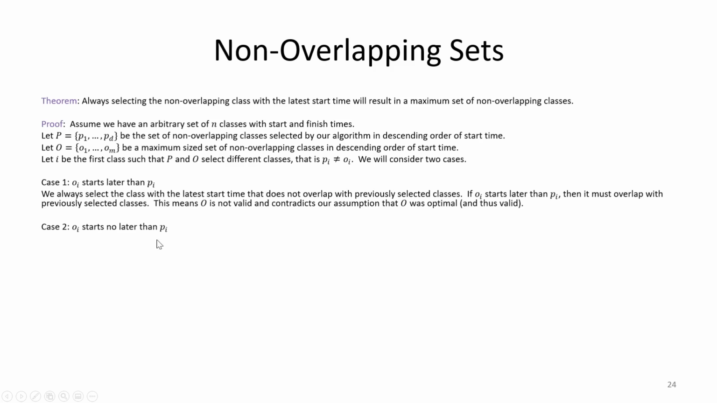It might start at the same time as PI, or it might start earlier than PI, but it starts no later than PI. So if this is the case, now I want to remind ourselves that we might be in a tie situation. There might be more than one class we can pick to achieve our maximal sized set, and we're in a case where we just happen to have a tie. We broke the tie in different ways.